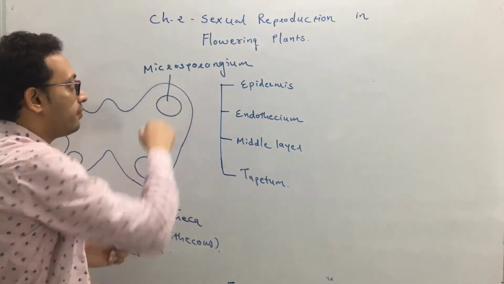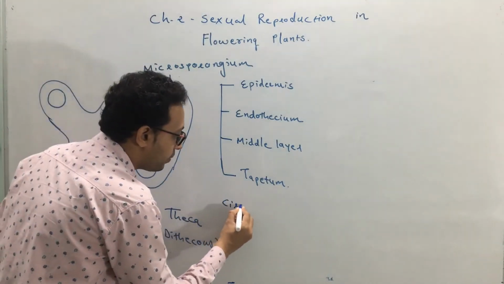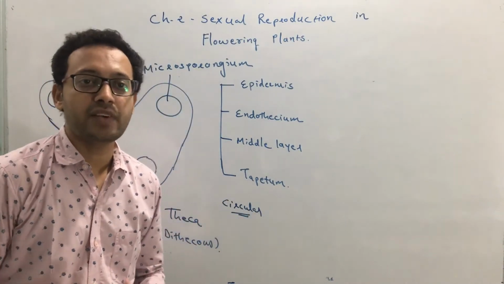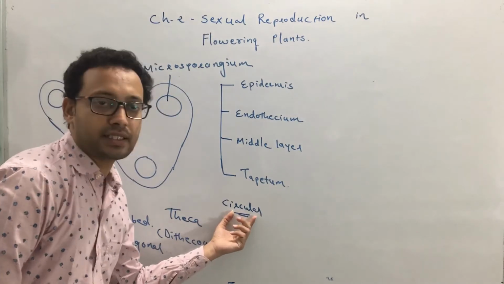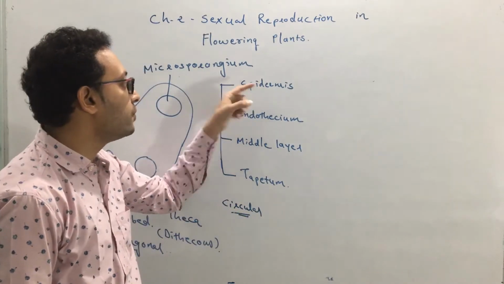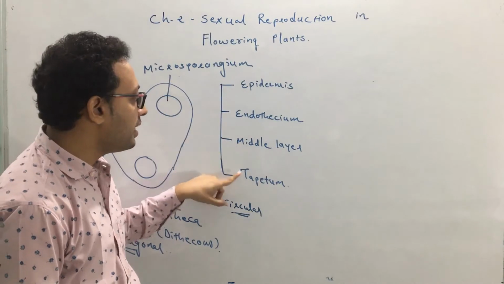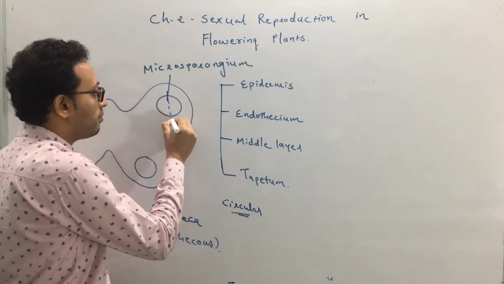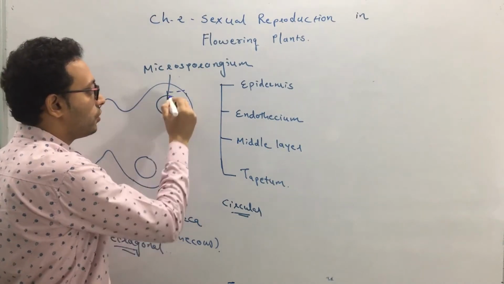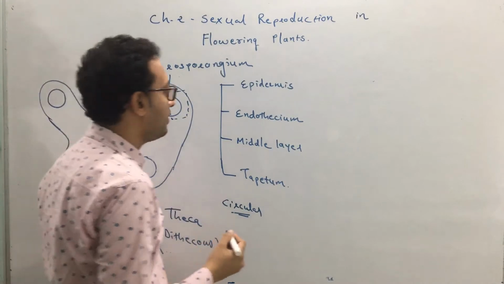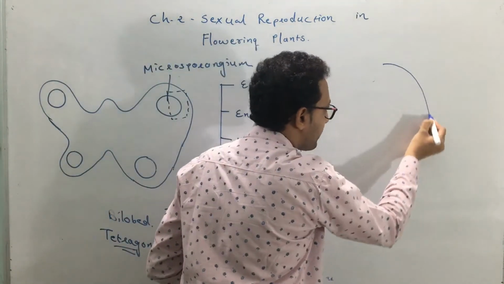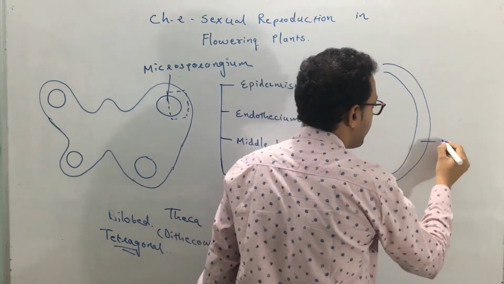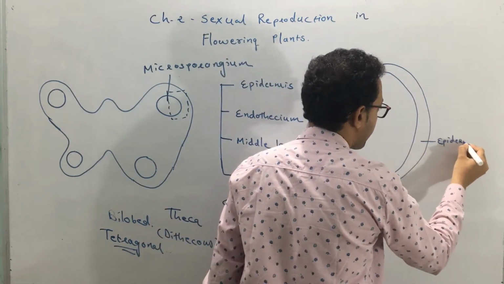If you see the shape of this microsporangium, it is circular in outline. Specifically, when you observe it in a transverse section, it looks like a circle, and it contains these 4 layers: epidermis, endothecium, middle layer and the tapetum. Now I will draw this part. This is the first layer, second layer, third layer and the fourth layer. The first layer is called the epidermis.